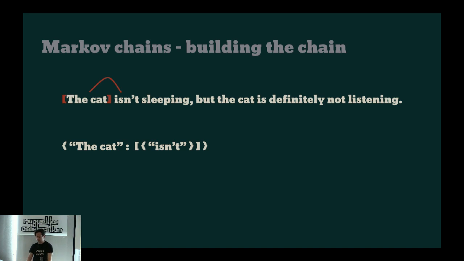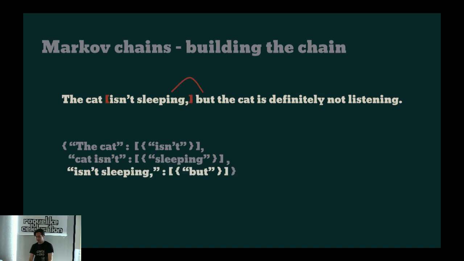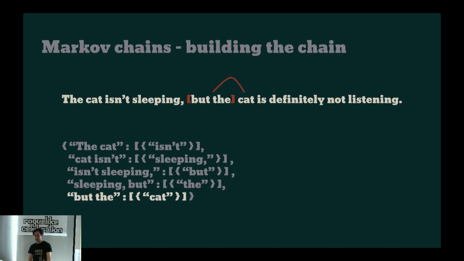Then we just increment through the sentence. So the next prefix is "cat isn't". We add that to the dictionary. We look at what the suffix is. It's "sleeping". We add that to the value. We do it again for "isn't sleeping". Notice that the comma was actually retained in our processing. That's actually sort of important. We'll get to that. "Sleeping, but", though, we keep going.